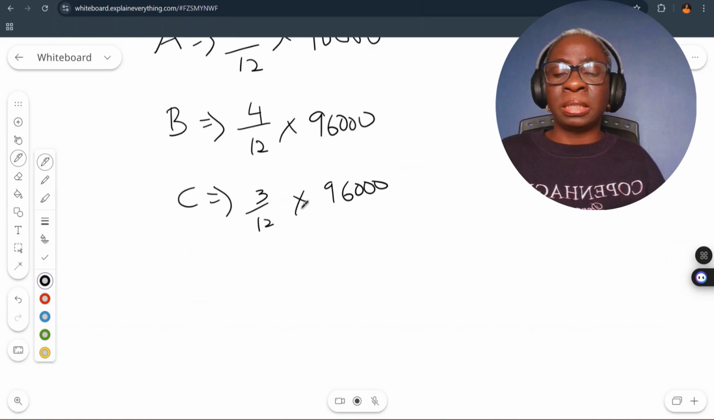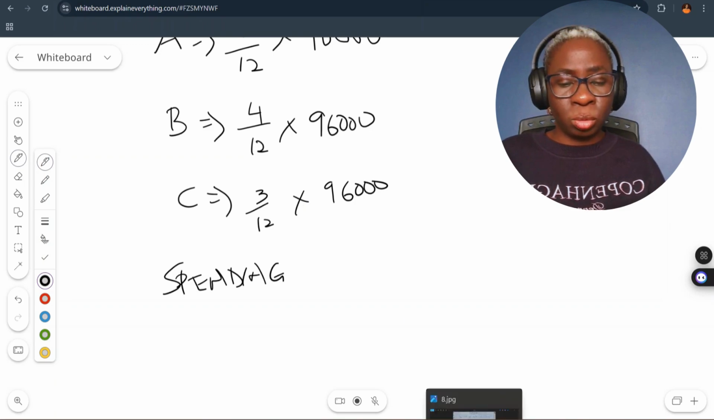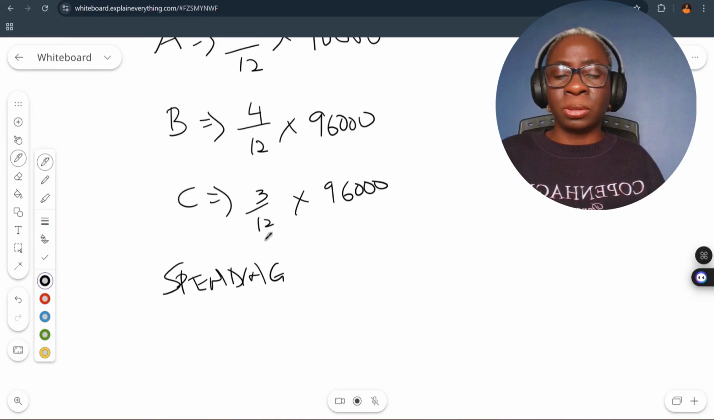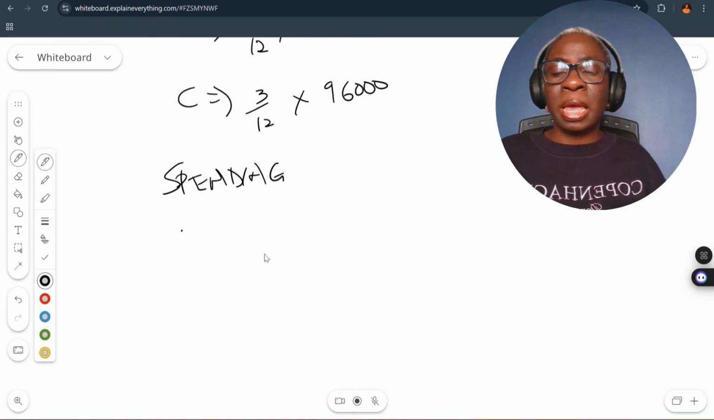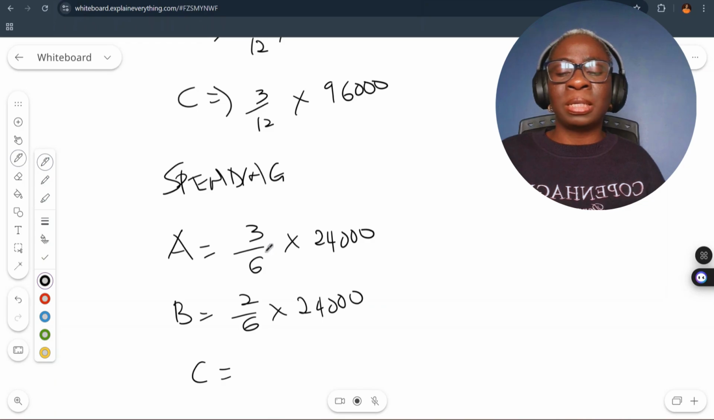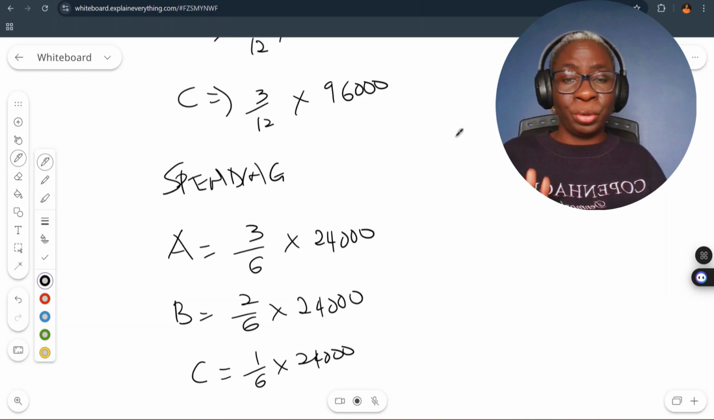Now their savings are in the ratio 3:2:1, and the total is 24,000. So that means A's savings is 3/6 times 24,000. B's savings is 2 over 6 times 24,000, and C's savings is 1 over 6 times 24,000. I hope you're getting it.